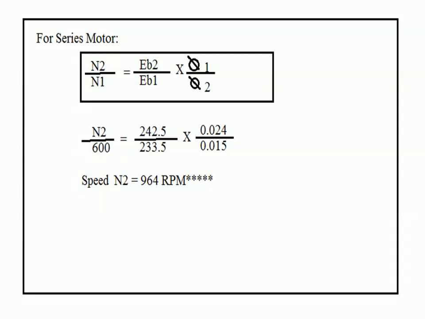Given motor is series motor, hence we have to use the expression N2 by N1 equal to EB2 by EB1 into phi 1 by phi 2. Remember, N2 by N1 equal to EB2 by EB1 into phi 1 by phi 2. Respective values you substitute and find out the N2. That is your required answer.